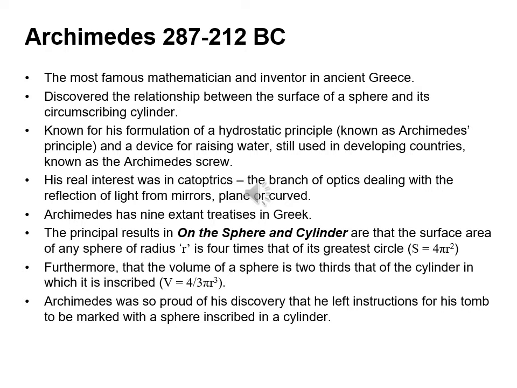Archimedes has 9 extant treatises in Greek. The principal results in On the Sphere and Cylinder are that the surface area of any sphere of radius r is 4 times that of its greatest circle, S equals 4 pi r squared. Furthermore, the volume of a sphere is 2/3 that of the cylinder in which it's inscribed. The volume equals 4/3 pi r cubed. Archimedes was so proud of his discovery that he left instructions for his tomb to be marked with a sphere inscribed in a cylinder.